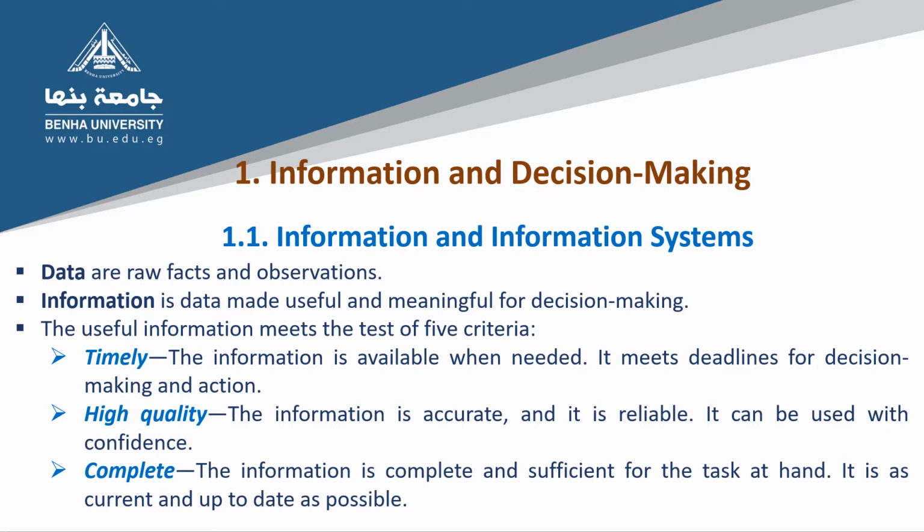Let us begin with information and decision making. The first subject is information and information systems. Data are raw facts and observations, whereas information is data made useful and meaningful for decision making. Note that useful information meets the test of 5 criteria.